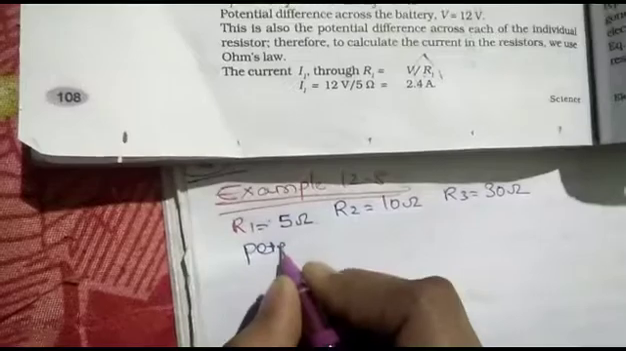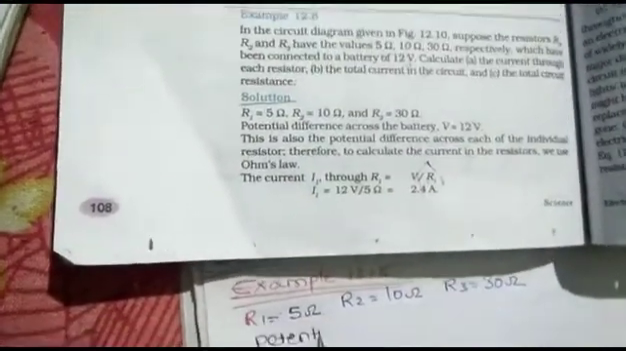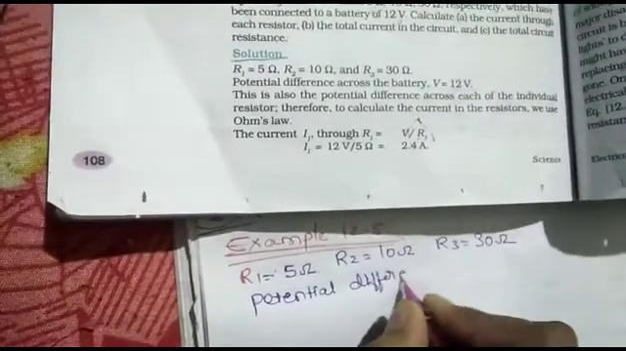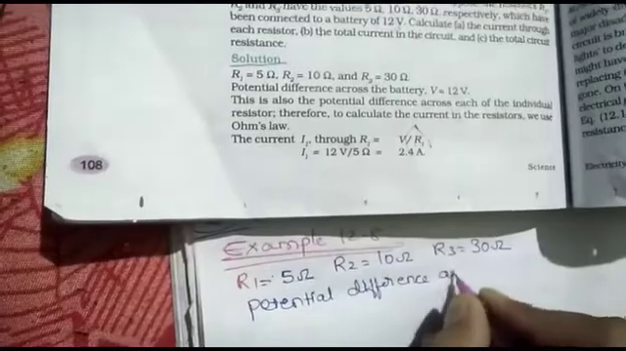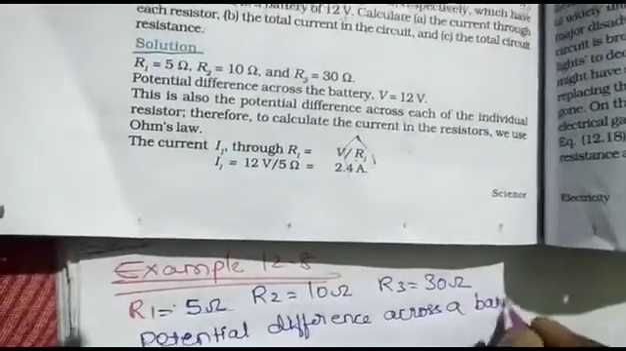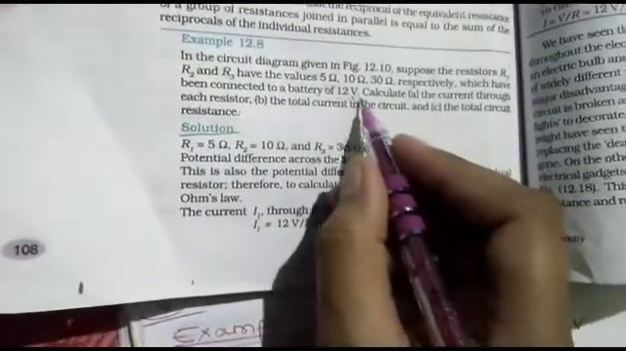I will write: potential difference across a battery, that is V equal 12 volt, as given in your textbook. I am writing here the potential of the battery, that is given as 12 volt.